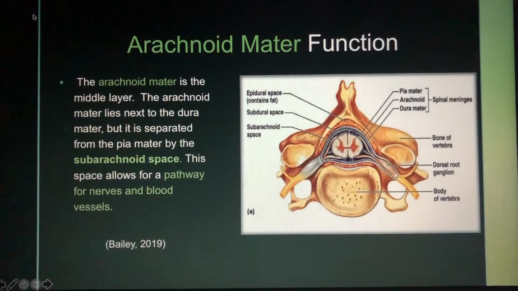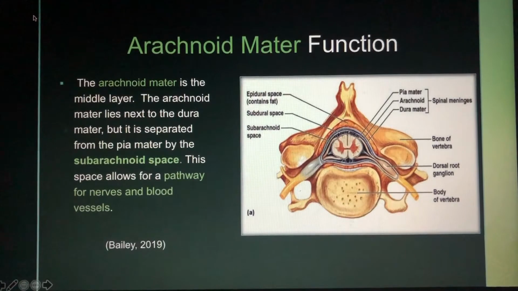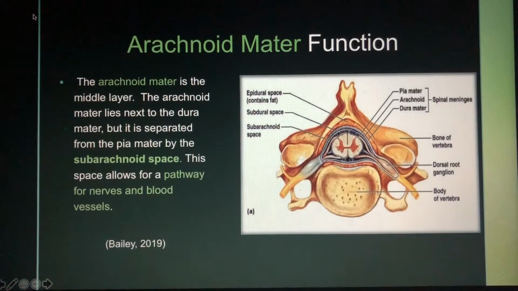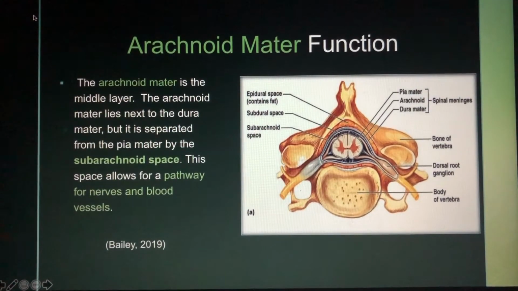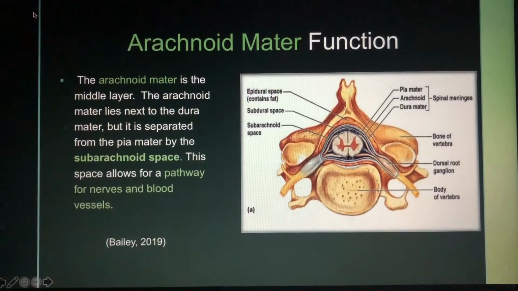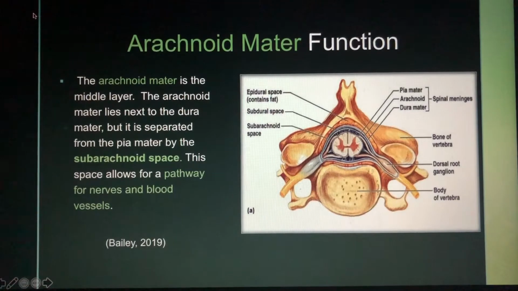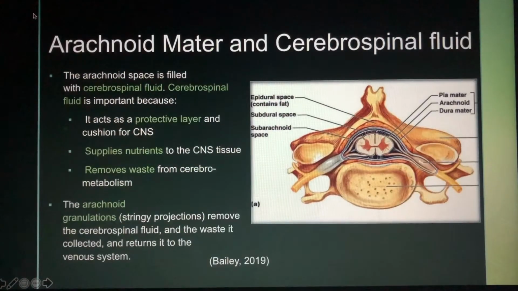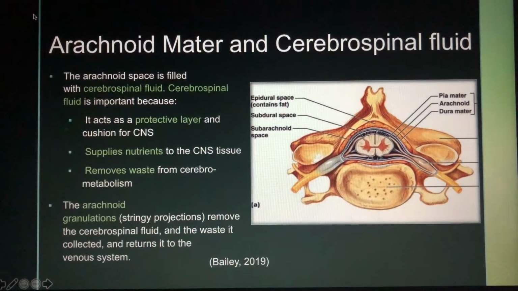Next, we have the arachnoid mater function. The arachnoid mater is the middle layer, and it lies next to the dura mater, but it is separated from the pia mater by the subarachnoid space. This space allows for a pathway for nerves and blood vessels. The arachnoid space is filled with cerebrospinal fluid.